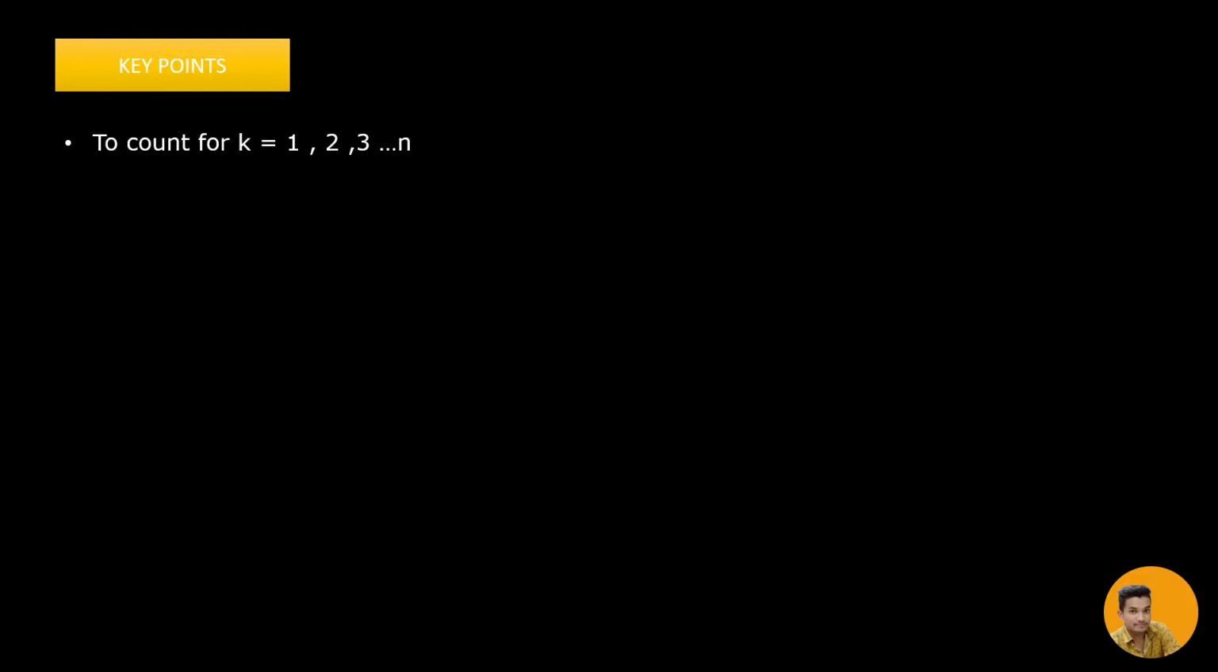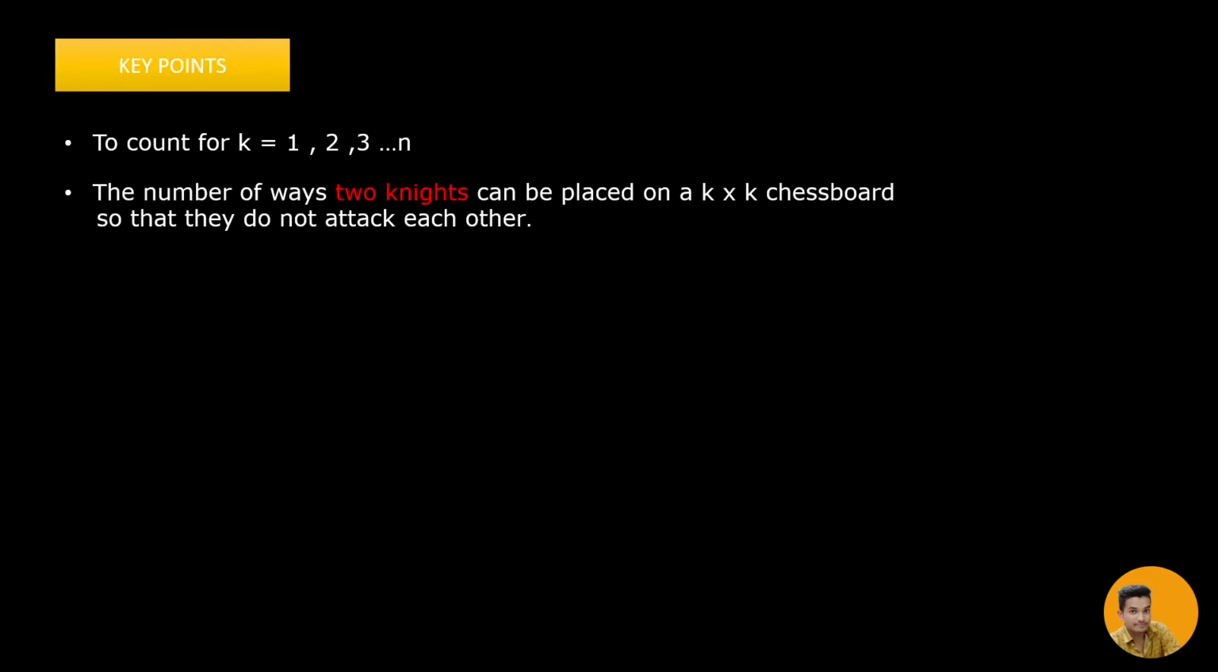Okay, so let's look at problem number 7, Two Knights. We will be given a number n and we need to count, for k equal to 1, 2, 3 up to the given number n, the number of ways 2 knights can be placed on a k cross k chessboard so that they do not attack each other. As an example, let's take n value as 5.